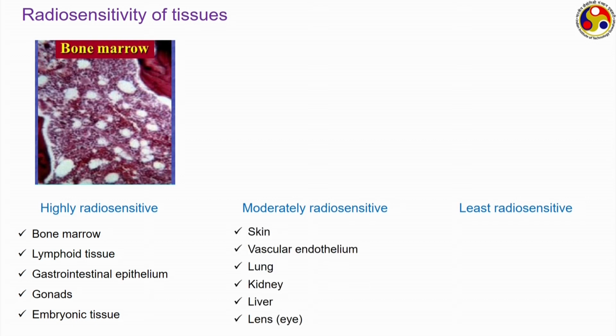Under moderately radiosensitive tissues, you can get skin. Skin is always subject to radiation, particularly the background radiation or cosmic radiation it is being subjected to. The effect of radiation on skin can be in the form of reddishness of the skin, appearance of small pimple kind of structures or rashes, etc., and can be even more severe depending upon what level of radiation it is being subjected to.